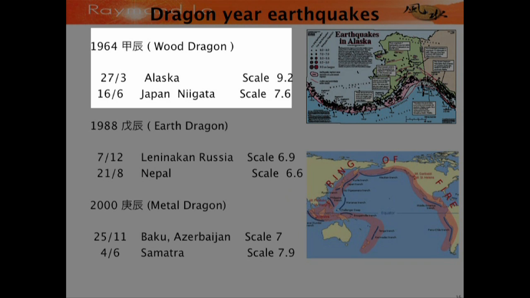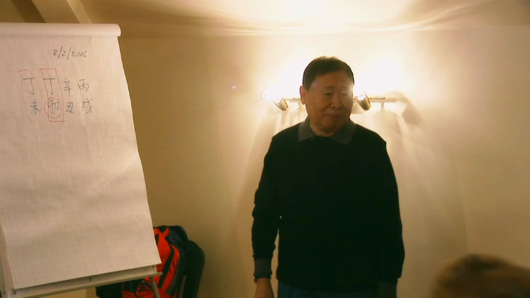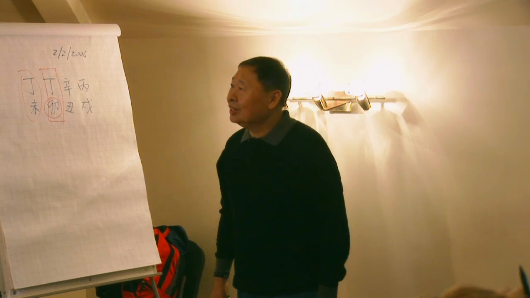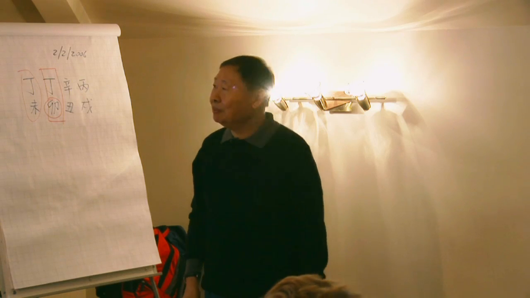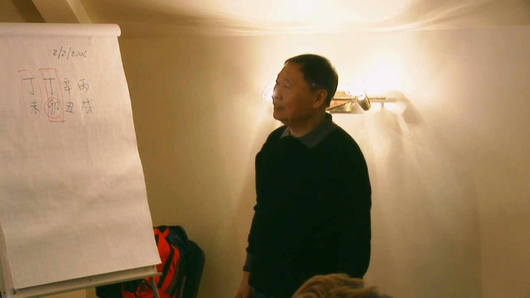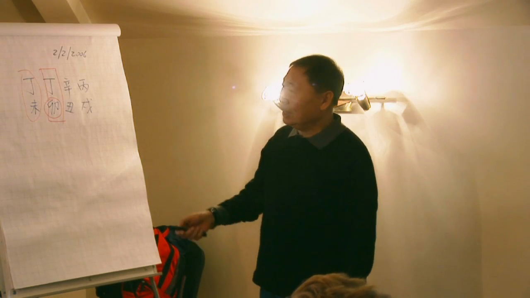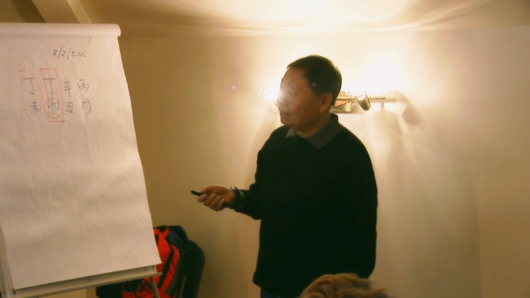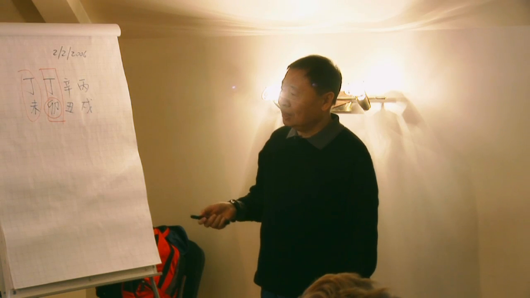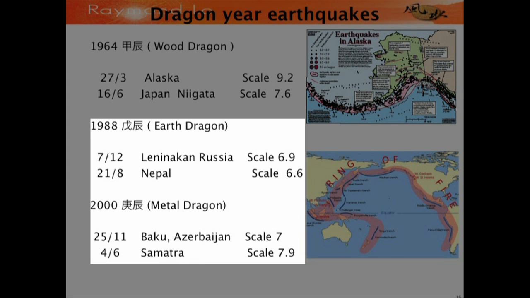Because the dragon actually means the earth. In feng shui, the dragon means the mountain, the land. That's why in dragon years there is movement of the land. Here we are talking about the dragon year 1964. You can see all the dragon years here, with very serious earthquakes everywhere, also 1988 the Earth Dragon and 2000 the Metal Dragon.